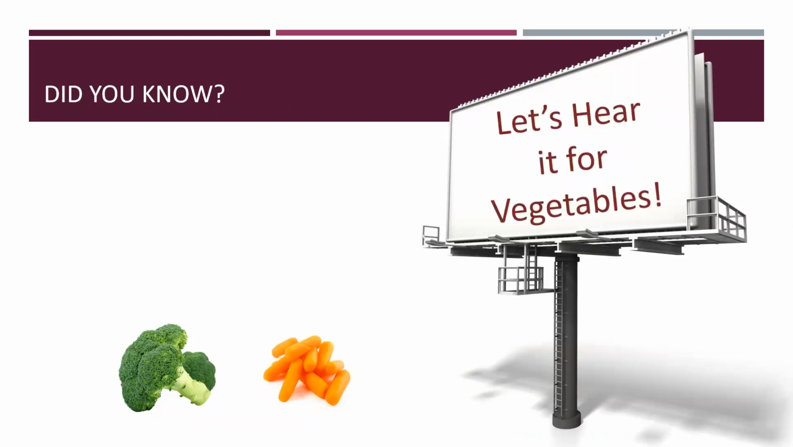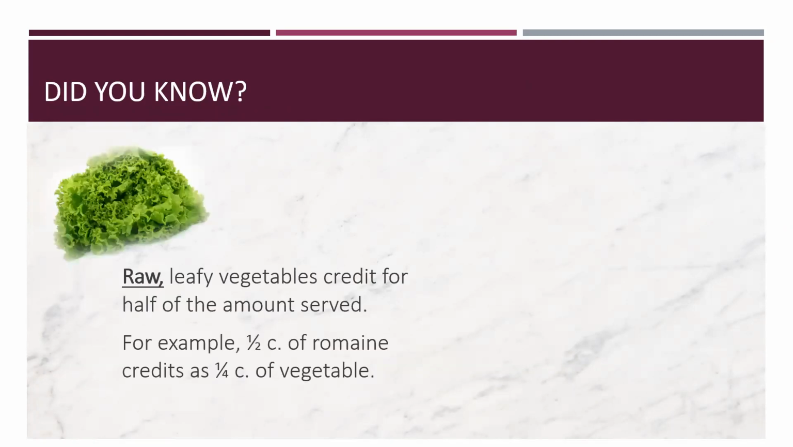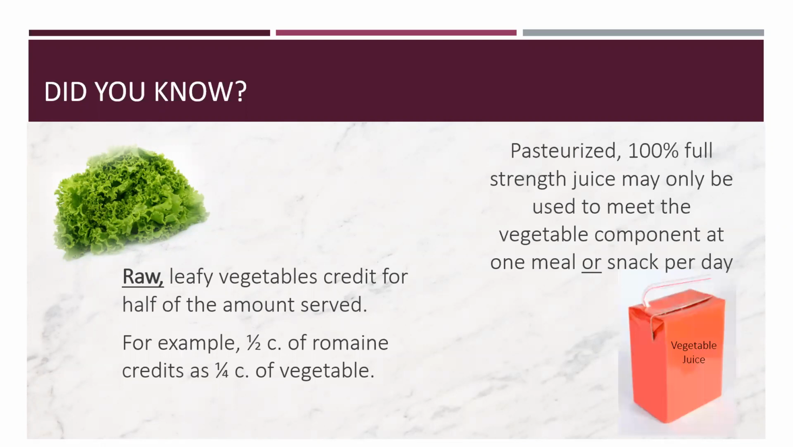Did you know vegetables are also able to be served to meet the entire fruit requirement at lunch or supper? Keep in mind that 2 different kinds of vegetables must be served. A couple of things to remember when serving vegetables. Raw, leafy lettuce credits for half of the amount served. As you can see on the slide, a half cup of romaine credits as only 1/4 cup of vegetable. Vegetable juice, like fruit juice, may only be served at 1 meal or snack per day.